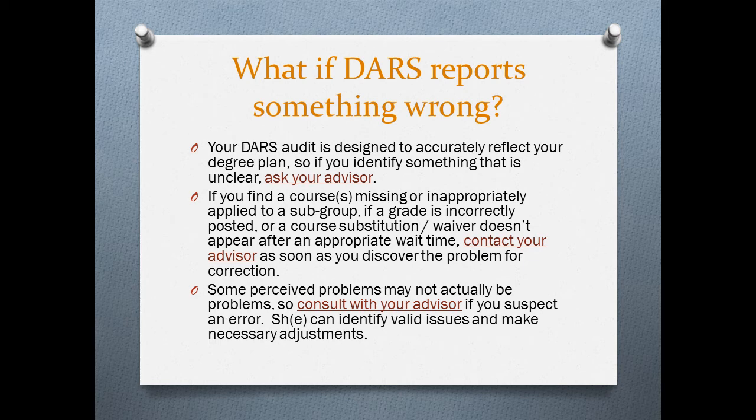If you find a course that is missing or inappropriately applied to a subgroup, a grade that is incorrectly posted, or a course substitution or waiver that doesn't appear after an appropriate wait time, contact your advisor as soon as you discover the problem so that the issue may be addressed. However, some perceived problems may not actually be problems, so consult with your advisor if you suspect an error. She or he can identify valid issues and make necessary adjustments.